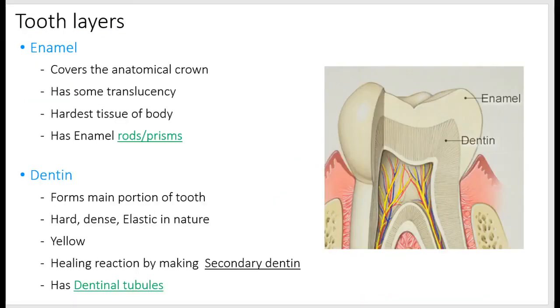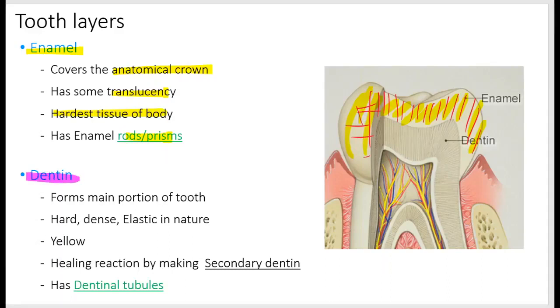So this is what we already talked about. Just like a recap, if we missed something, the enamel covers the anatomical crown. It has some translucency, which means the light can pass through it, and that's why usually the color of the tooth is a reflection mainly of the dentin more than the enamel itself. It's the hardest tissue in the body, and we said it has the enamel rods or the enamel prisms, and we know that these are just lines of the enamel that are there.